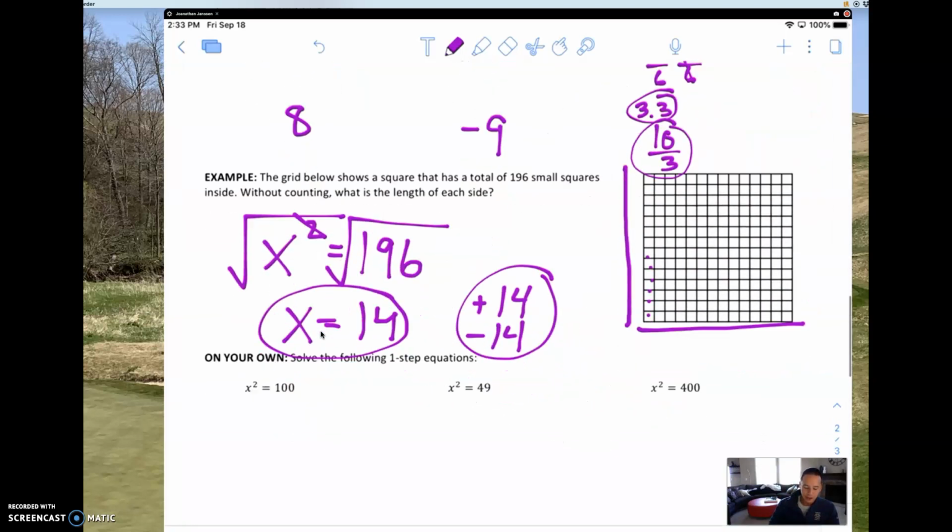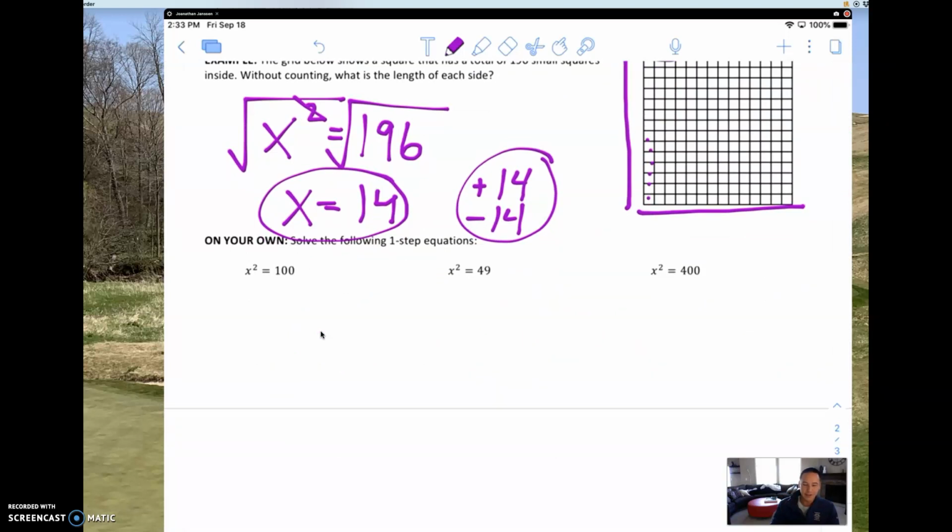So go ahead and try the next 3 on your own, and then you're done with this first set of notes. Nice job.